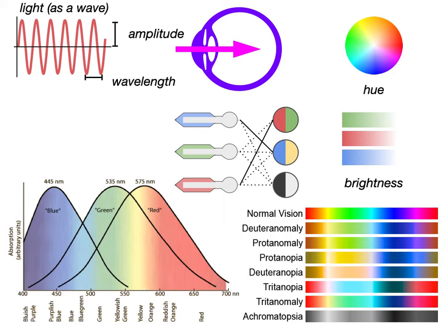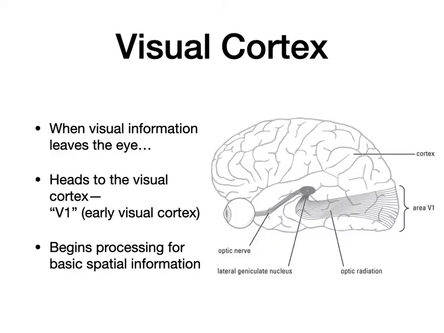Now, let's talk about how this information moves past the eye, upward and onward into the brain. So, visual cortex. When visual information leaves the eye, it heads into the visual cortex. The V1 is what it's known as typically, the early visual cortex. It begins processing basic spatial information, things like we've already talked about with orientation detectors, right?